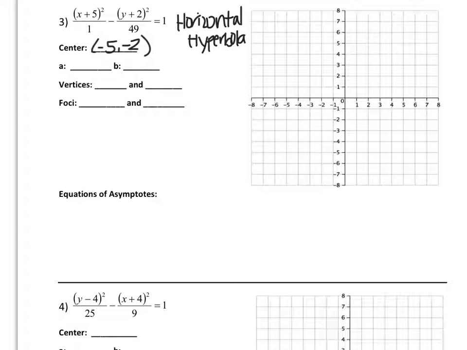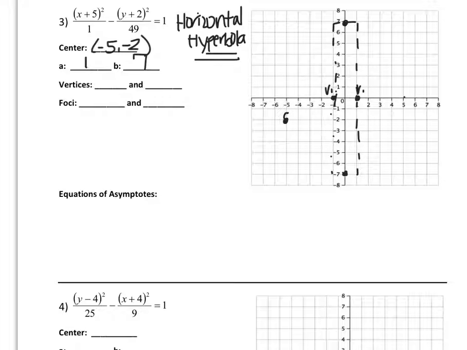Okay, now again, the a is always the square root of the first number, which is 1. And b is the square root of the second number, which is 7. So we know this is a horizontal hyperbola. So what that means is that we are going to go 1 unit to the right and left of the center. So let's go ahead and label our center. So negative 5, negative 2 is here.